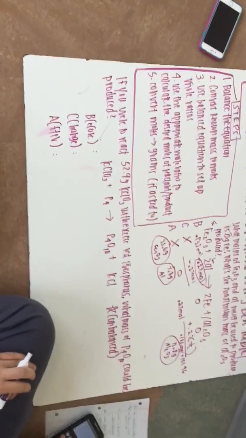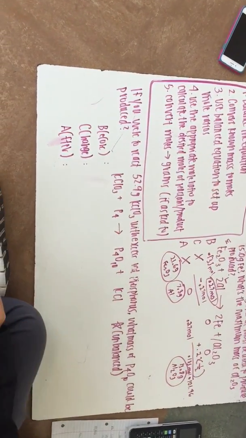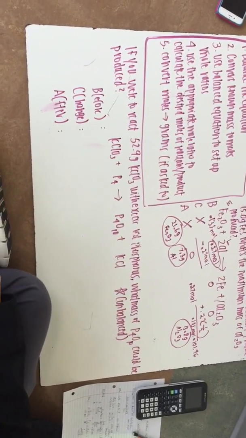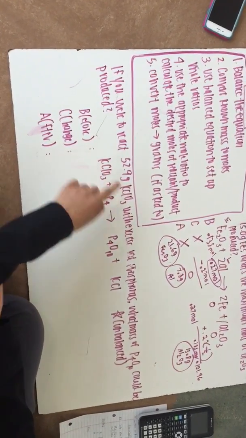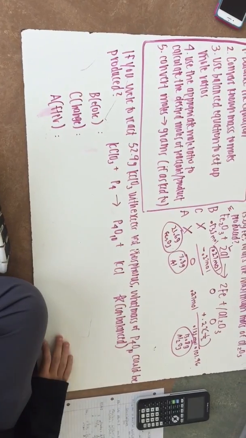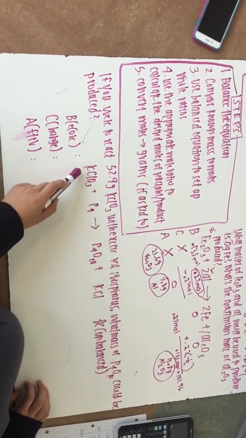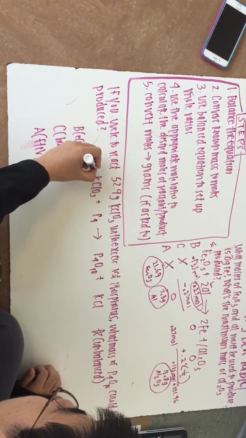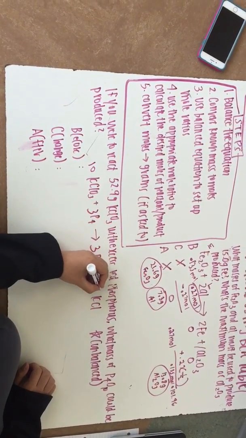That's a harder BCA too. Now you have this one. If you were to react 52.9 grams of KClO3 with excess red phosphorus, what mass of P4O10 could be produced? And since it gives you an unbalanced equation, you can stop right here and balance it out. When I balance it out, it's going to be 10, 3, 3, 10.